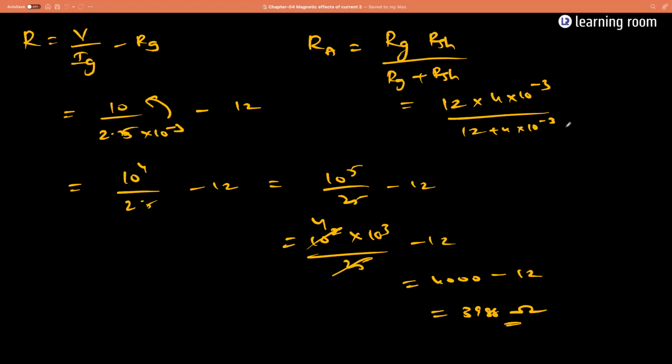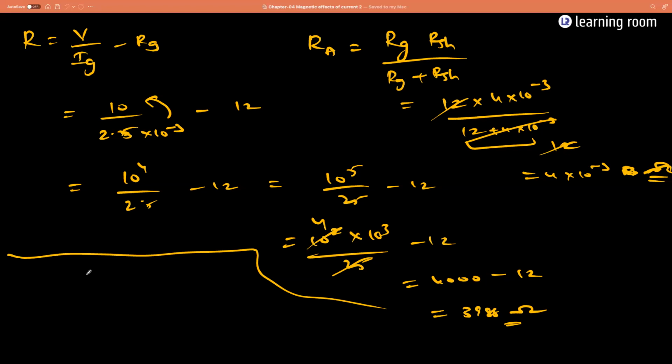Again, the approximate value, how much is it going to be? 12 plus 4 into 10 power minus 3, if you approximate to 12, 12 and 12 will get cancelled. So 4 into 10 power minus 3 ohm will be the effective resistance of the ammeter. Similarly, the resistance of the voltmeter will be resistance of galvanometer plus the series resistance. So 12 plus 3988, that is going to be 4000.